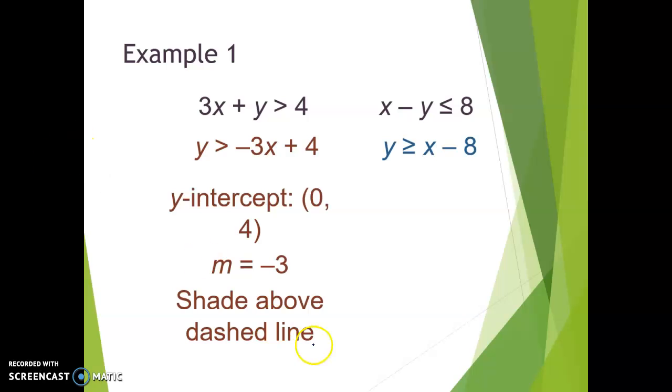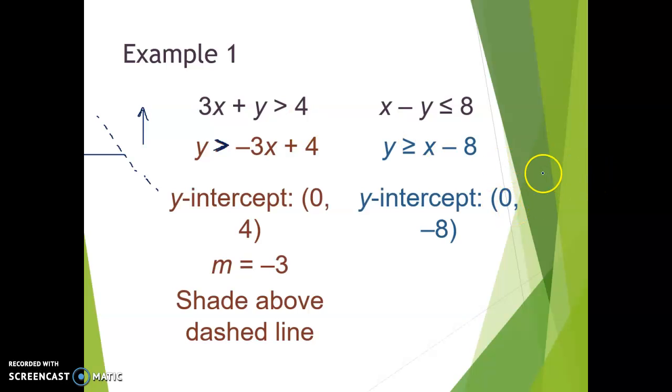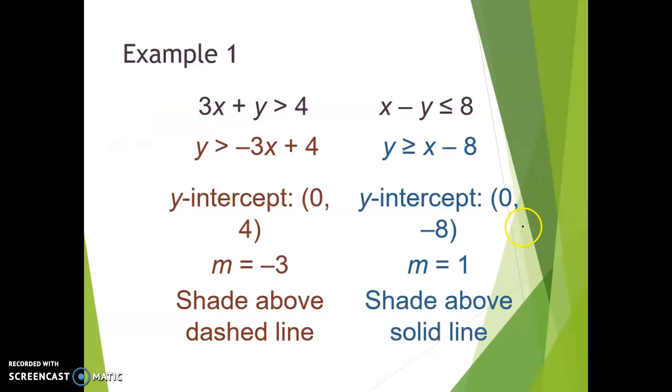And we're going to shade above the dashed line. Because this is not an equal to inequality, we can't have a solid line. Instead, we're going to have a dashed line. Our slope will be negative. And because it's greater than, we're going to shade above. Greater than is above the dashed line. On the second equation, our y-intercept is -8, and our slope is a +1, so our slope will be going this direction. It is greater than or equal to, so we have a solid line, and we're going to also shade above the solid line.